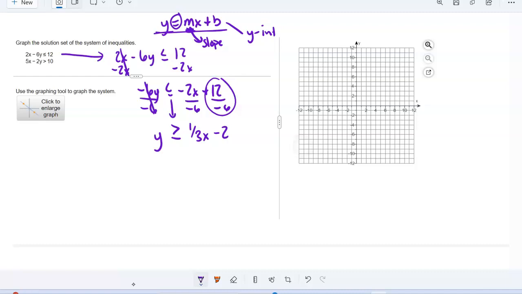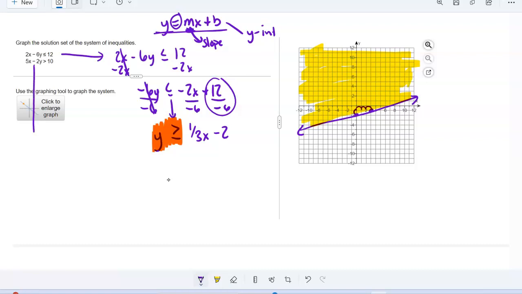So for this one, I start at negative 2, which is here, and I go up 1 over 3. So that line would look something like this if I graphed it. And then I'm focused on y is greater than or equal to. The equal to means I have a solid line, which I already do, and greater than means I'm going to shade above. Let me go with a yellow and not that red. I'm going to shade above for that solution. So that was one of my inequalities, and now I need to see where these two inequalities overlap.